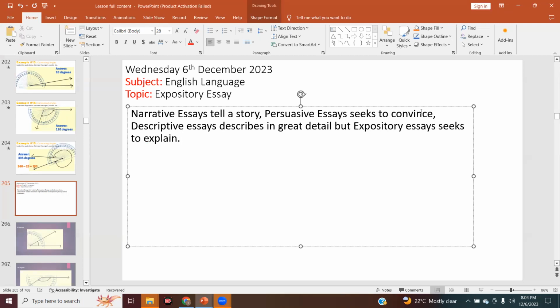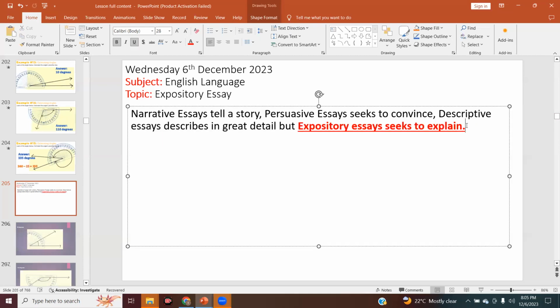So when we look at the word expository, right, that word is derived from another word, and the word that it's derived from is expose, right? So what do we mean by expose? If you're exposing something, what are we doing? Showing the truth, very good. That's exactly what it is. So an expository essay exposes, it illuminates, it brings light to a subject, right?